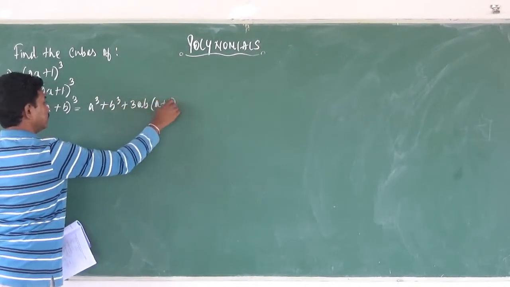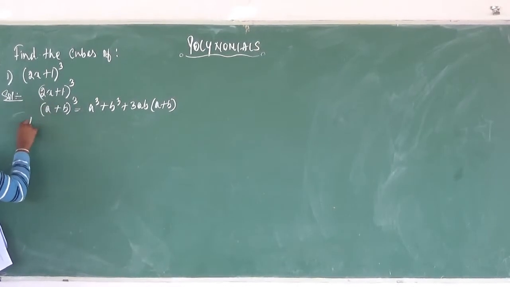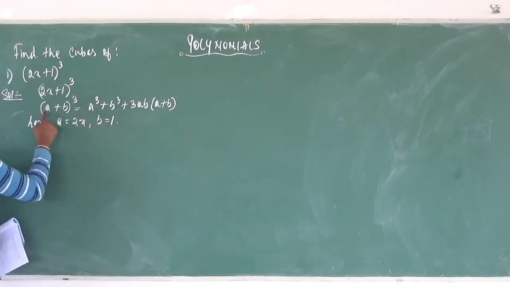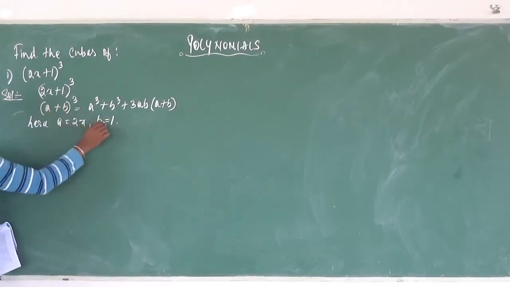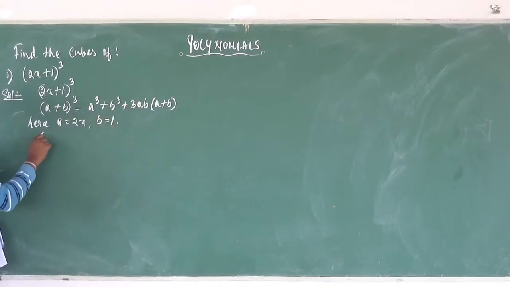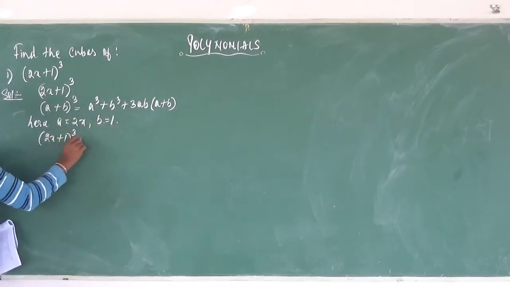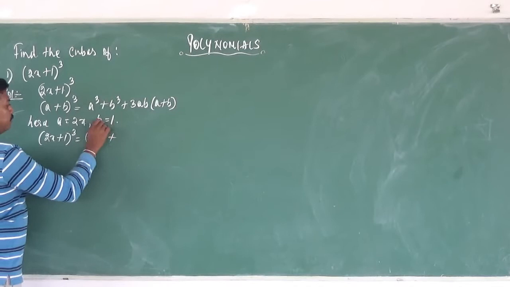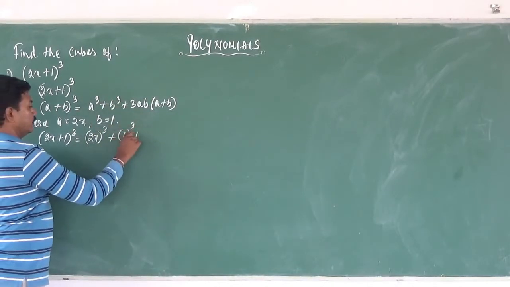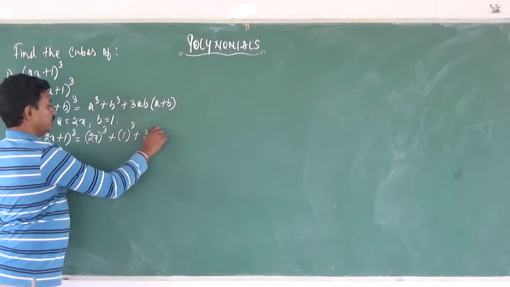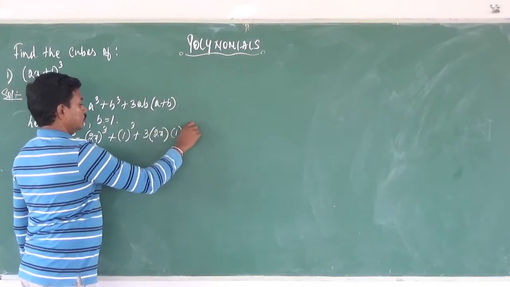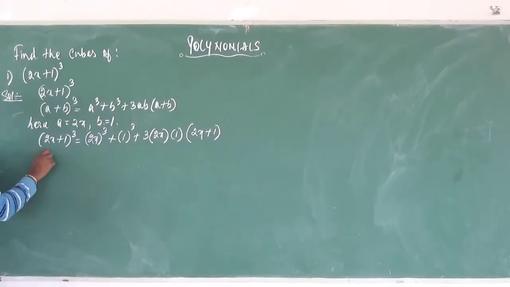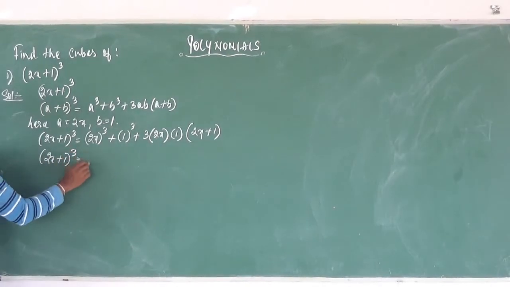into a plus b. So in this case when we compare here, a is equal to 2x and b is equal to 1. So let us substitute these two values in the formula here. So 2x plus 1 whole cube is equal to a is 2x, a cube is 2x whole cube plus b is 1, b cube is 1 whole cube plus 3 into a is 2x and b is 1 into 2x, that is a is 2x and b is 1. Okay. So 2x plus 1 whole cube is equal to 2x whole cube.